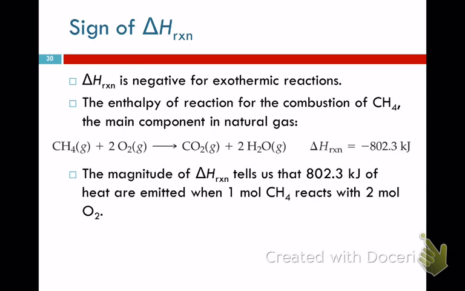Here's the reaction for the combustion of methane: methane, oxygen, CO2, and water. It releases 802 kilojoules of energy for every 1 mole of CH4 or every 2 moles of O2. The way we can think about this number is like the stoichiometric or balancing coefficient for kilojoules in the equation. So if I had 2 moles of methane, I would react 4 moles of oxygen. If I have 2 moles of methane, I release 1,600, double this number, kilojoules of energy. And the negative tells me it's exothermic, or releasing energy.